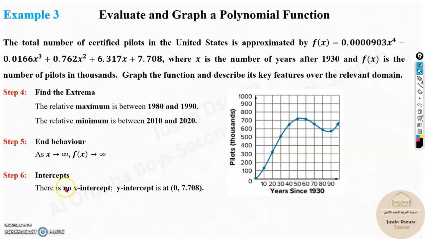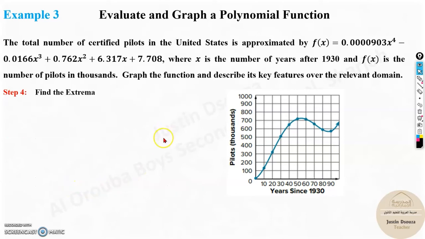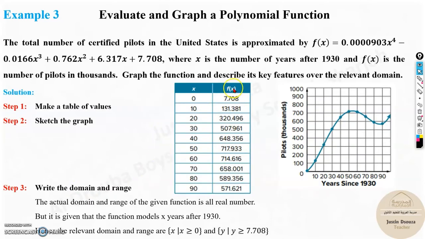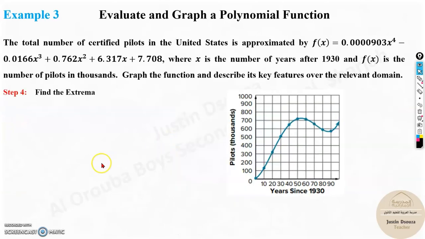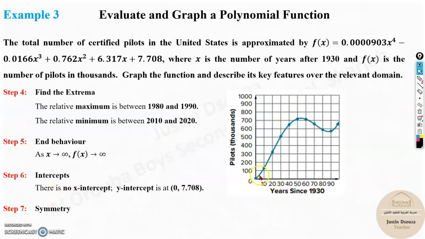And over here, there is no x-intercept. Why? Because is there any point where f of x is 0 over here? No, it does not touch the x-axis. It's a little more, right? So there is no x-intercept. The x-intercept is the value that touches the x-axis. It's only the y-intercept, at 7.708, that we found in the table. And this has no symmetry at all. It's not the same on both sides. It's just like this freehand graph. So these are the answers.